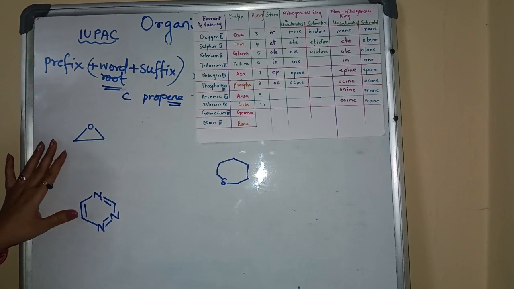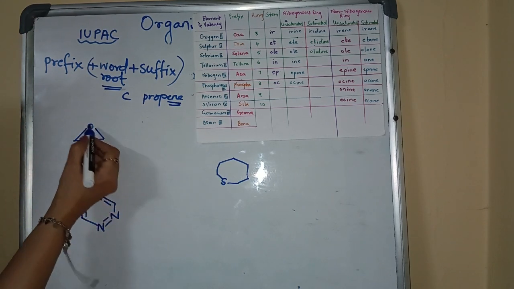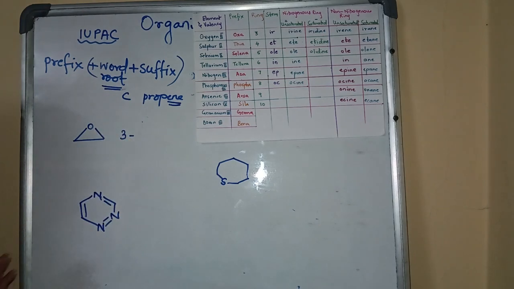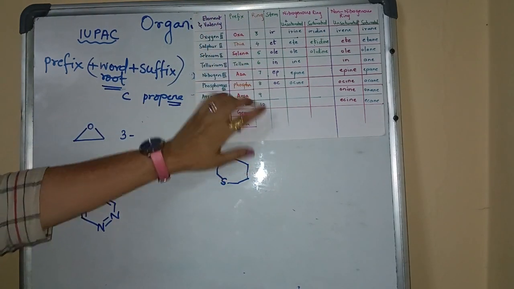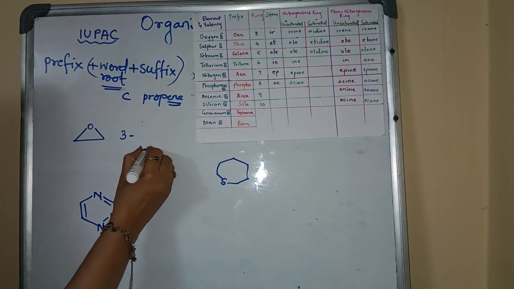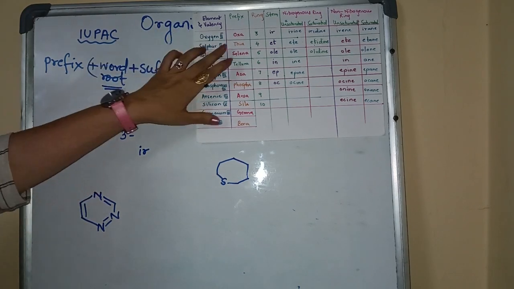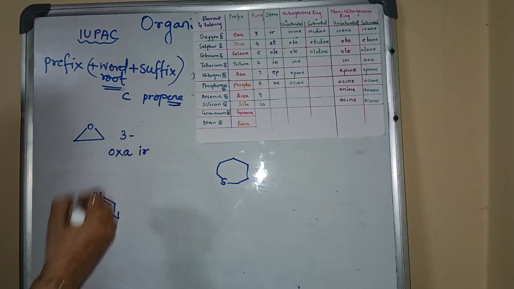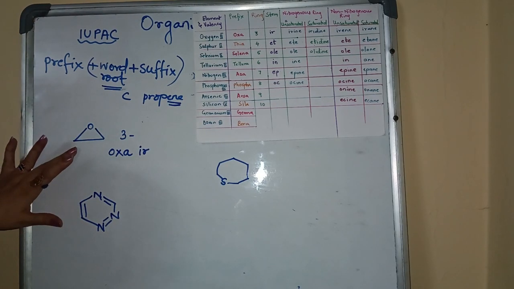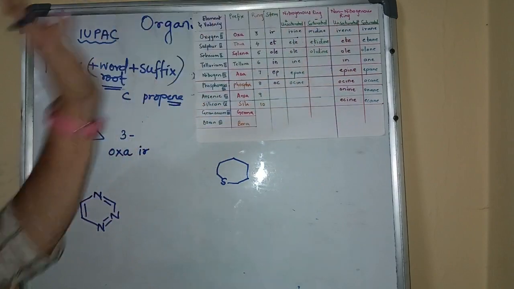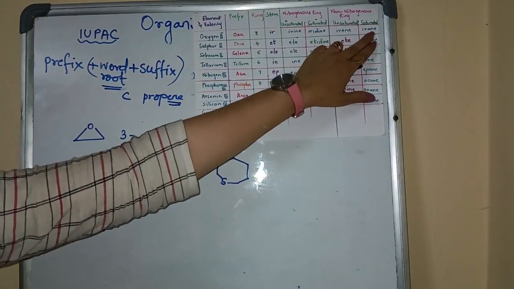Some more examples. Now I have drawn the figure. You can see here it is a 3-membered ring. Let us find out the stem of this three-membered ring. Three-membered ring, the stem is IR. It is a heteroatom containing oxygen, so the prefix is oxa. It is singly bonded, therefore it is a saturated compound. It is not having any nitrogen, so we consider this column, and therefore the name will end with this irane.